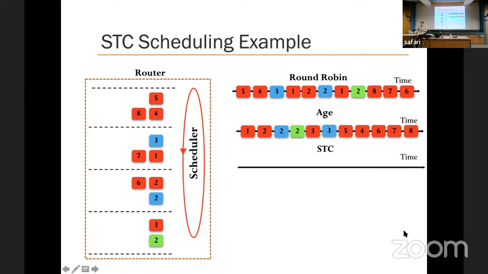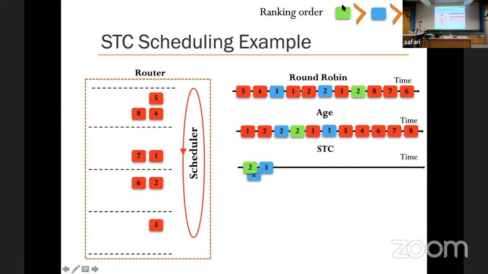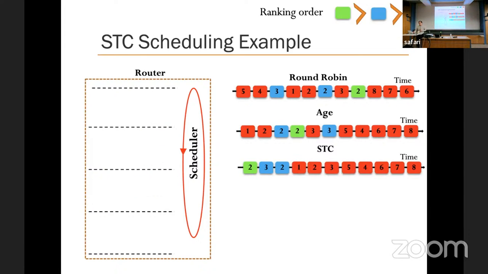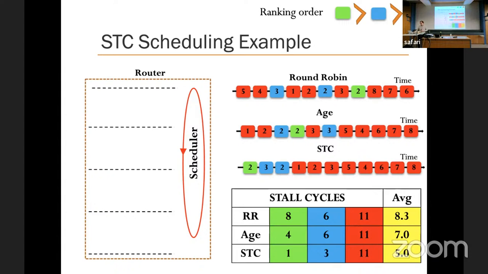Now, if you impose some ranking such that you make a coordinated, application-aware decision and prioritize, for example, the green application first, then the blue, and then the red, in this particular cooked-up schedule, it looks pretty good, right? You can see that the average stall cycles, the average time until the last packet from a given application gets serviced, is 5.0. This picture may look similar to parallelism-aware batch scheduling. In that sense, it's similar, actually.